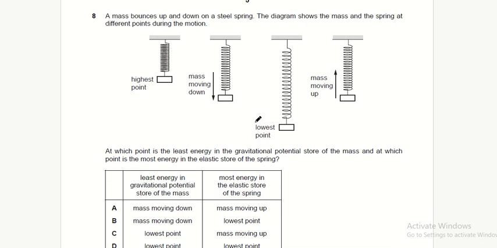Least gravitational potential energy will be at the least height from Earth, which is this position, and the most or max elastic energy is at max stretching, which is this position 2.